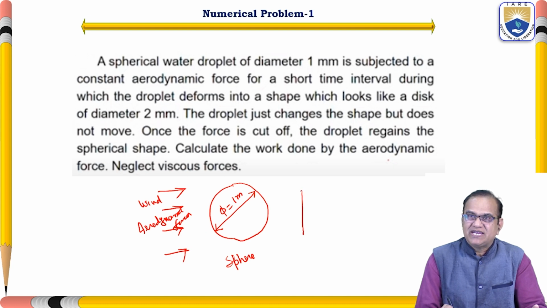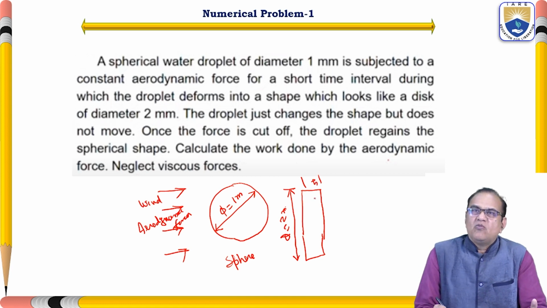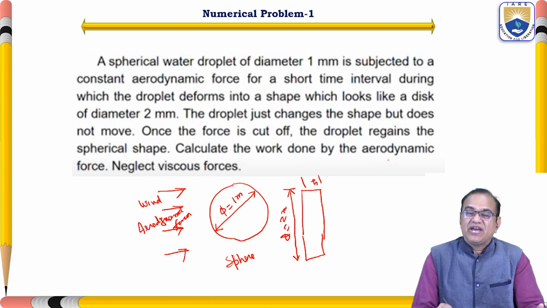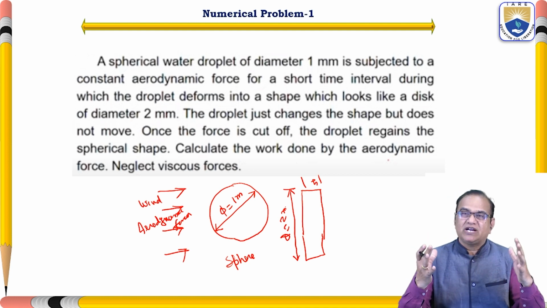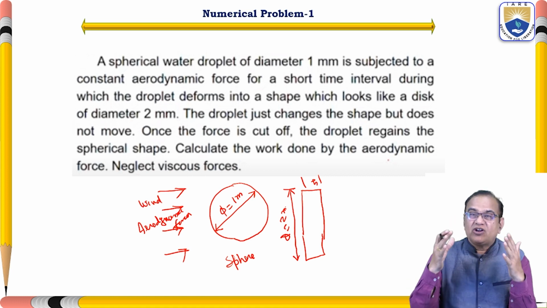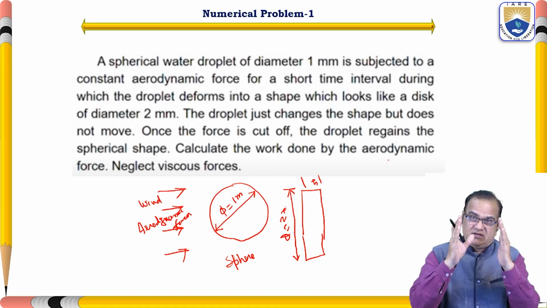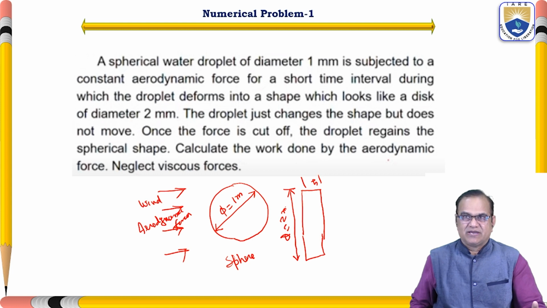So if I make it like this, this is now phi of 2 millimeter, that is phi equal to 2 millimeter, and this is now h. We have to find out how much work is done by the aerodynamic forces. I think you have understood what we want to do. We want to know how much work is done by the aerodynamic forces in converting from a sphere to a disk and from the disk to a sphere again.